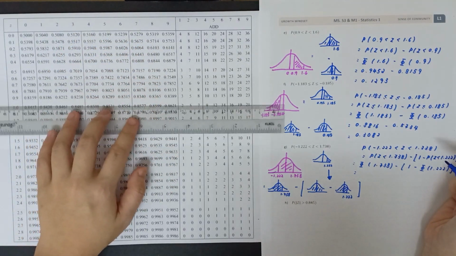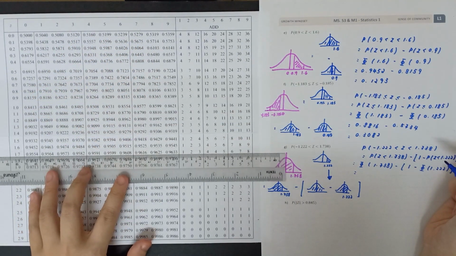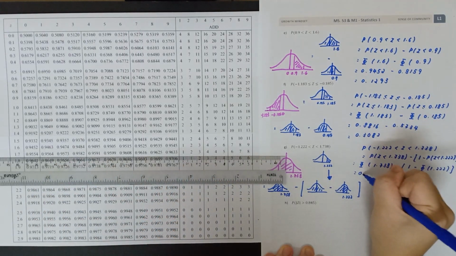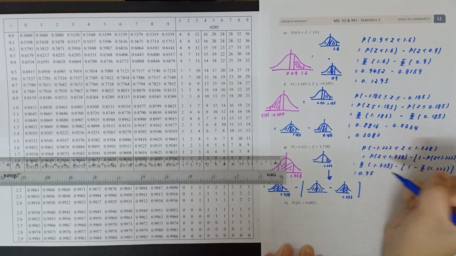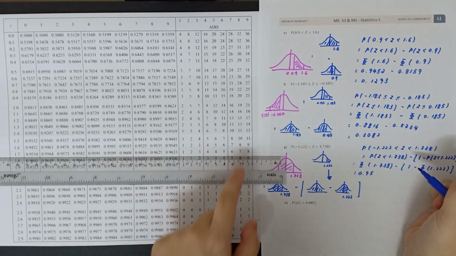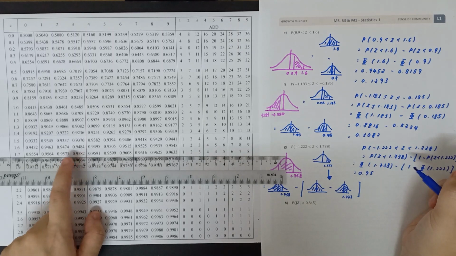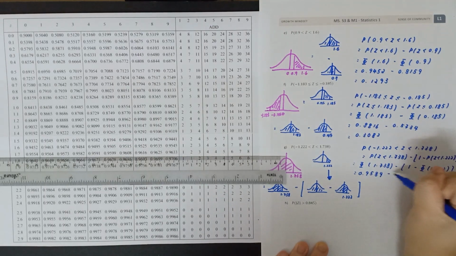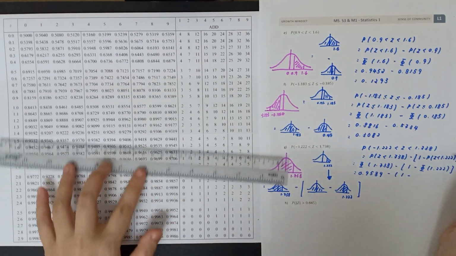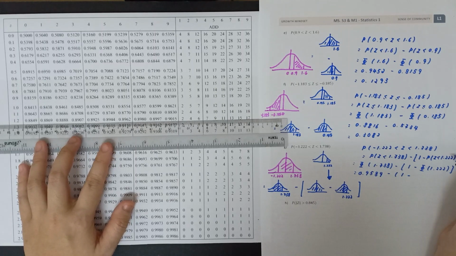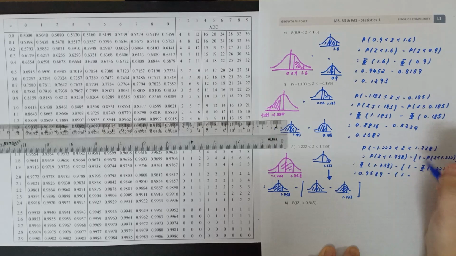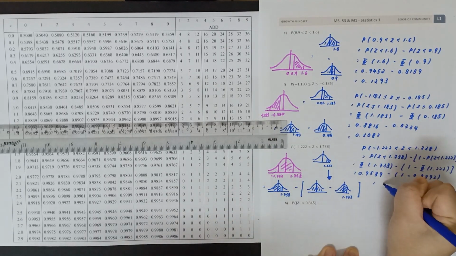So 1.738, 1.7, 738. So meaning I have 0.9538. So I'm going to plus 7, so plus 7 here. Then I have 8, 9. Okay, then I'm going to minus 1 minus Φ(1.222). 1.22 gives me 0.888. Then I'm going to plus and get 0.8892.